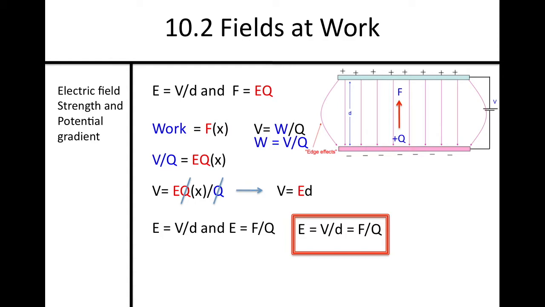The first way is that the electric field can equal the potential, which is V, divided by the distance, which will result in volts per meter. And the second way to calculate electric field strength is by dividing the force by the magnitude of the charge, which will result in newtons per coulomb.